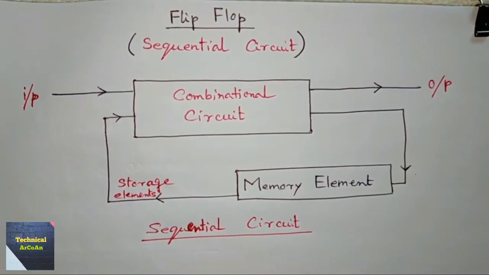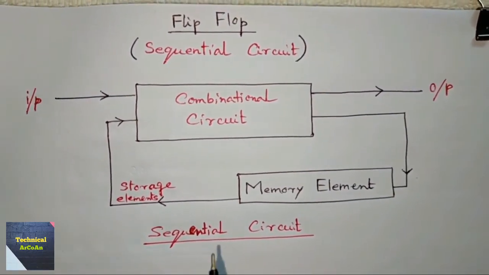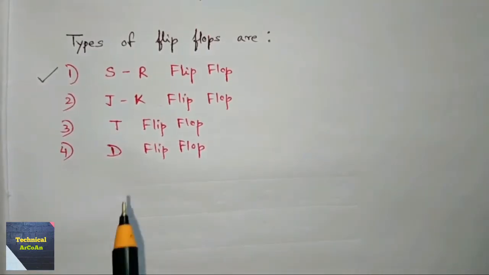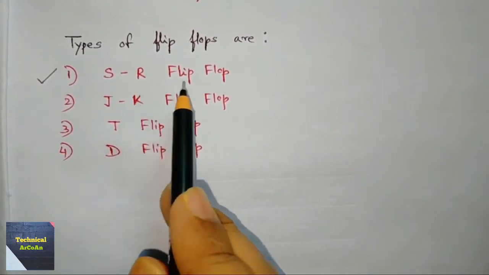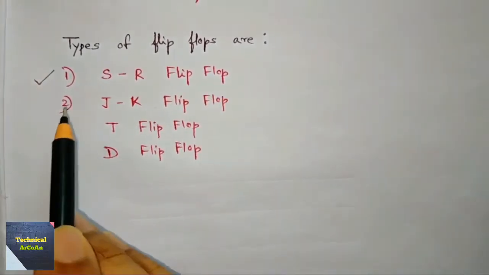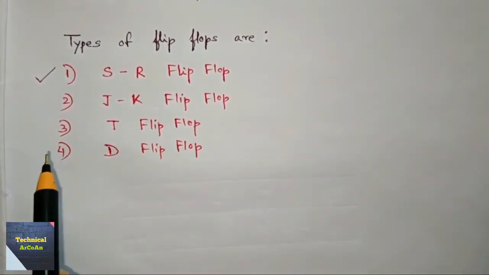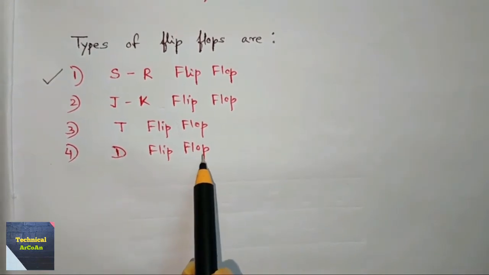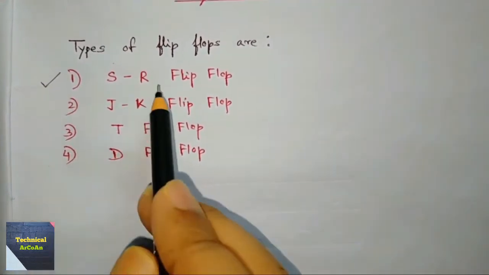Based on their operation, flip-flops are basically 4 types. Number 1 is the SR flip-flop, which is also known as the set-reset flip-flop. Number 2 is the JK flip-flop, number 3 is the T flip-flop, and number 4 is the D flip-flop. Today I am going to discuss the SR flip-flop.